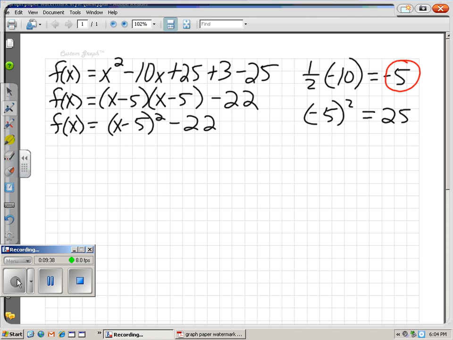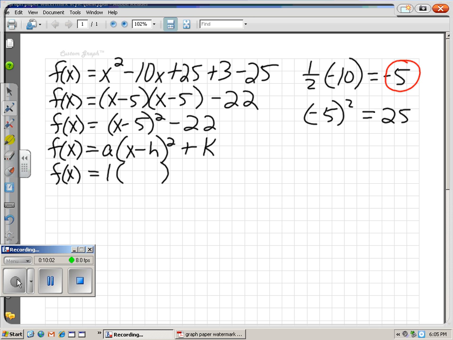Now we're real close to having it in standard form. In fact, once you get better, you'll be able to read standard form right now. Standard form, remember, is a times x minus h squared plus k. Once we get it looking like that, we have everything we need. So f of x equals, what's my a? My a is 1, all right? What does that mean? Remember, it's a positive number, and the a tells us if it opens up or down.